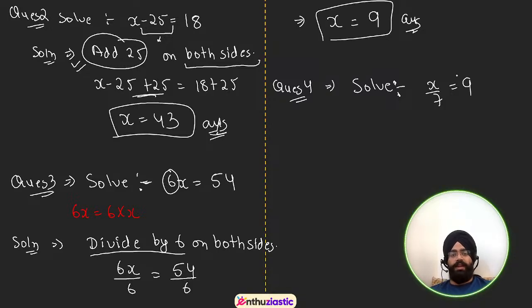It says solve x by 7 equals to 9. How can we do that? Can anybody guess? If you guys are learning about linear equation here, you must have learned about fractions, right? If anything is given in the fraction, what does that mean?